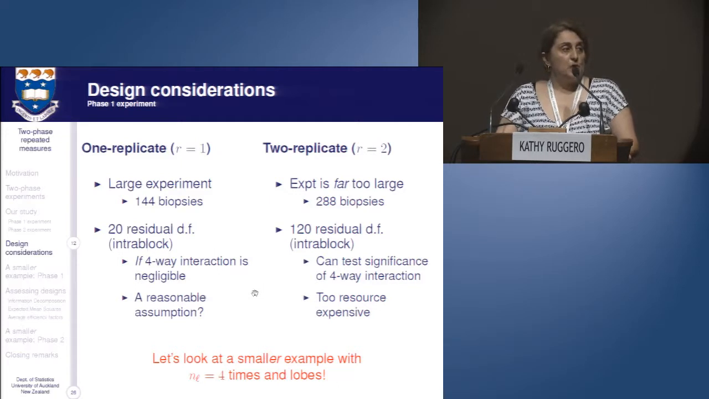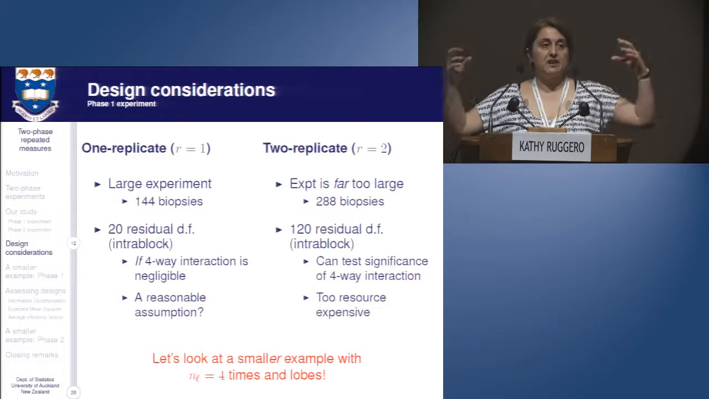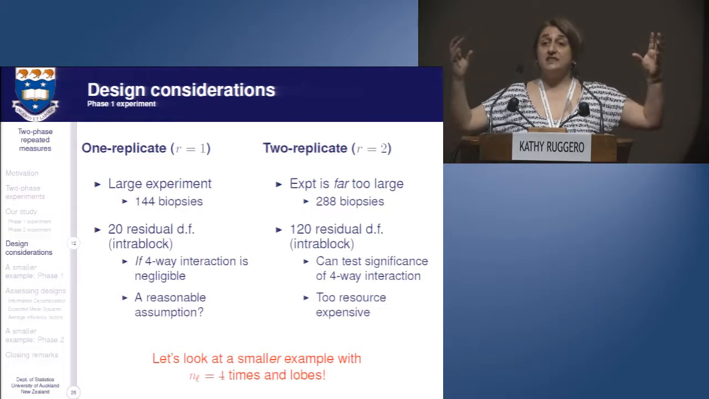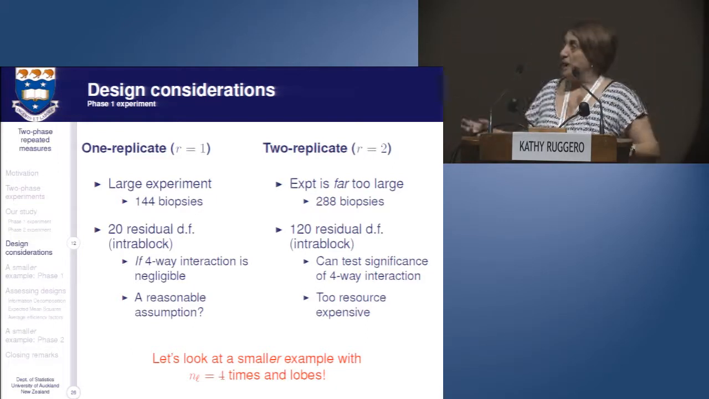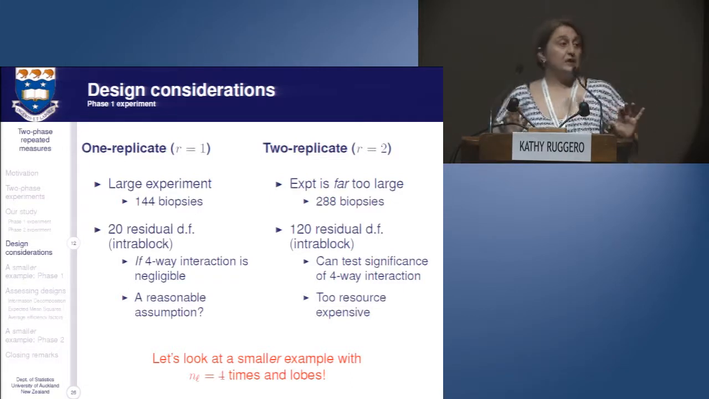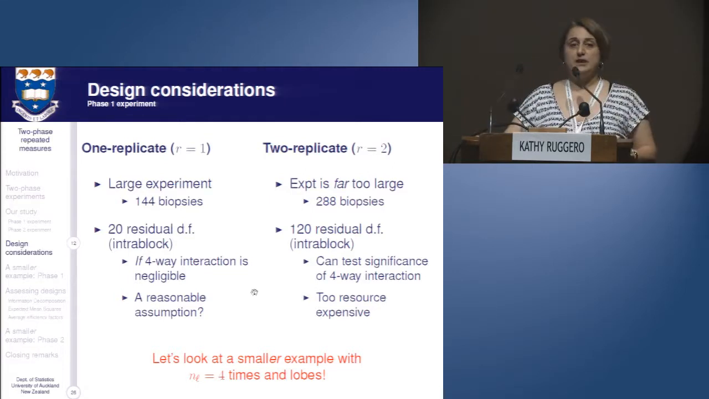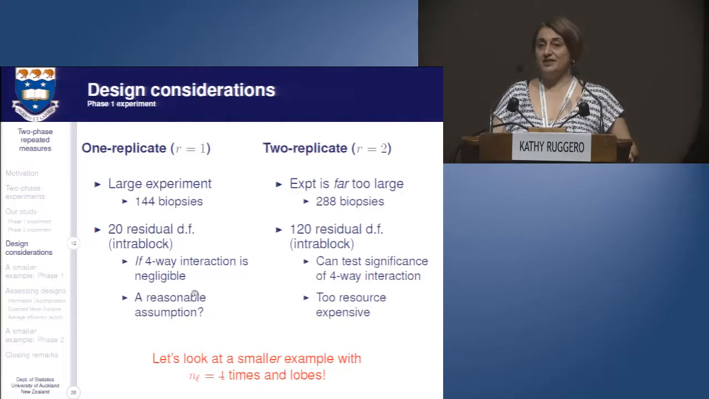So, what I want to think about now is how do we take this material and assign it to our blocks of size 8 at phase 2. But in order to do this, I want to scale down a little bit. Rather than looking at 6 times and 6 lobes, I'm going to reduce it to 4 times and 4 lobes, just to keep it a little simpler and to be able to display the design on a screen.